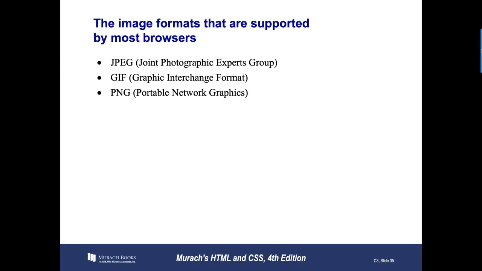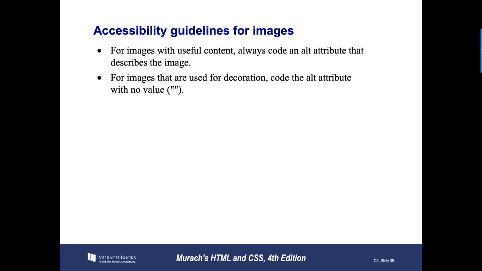So browsers support JPEG, GIF, and PNG. JPEG stands for Joint Photographic Experts Group. JPEG doesn't allow you to create transparent images. GIF does allow you to create transparent images, as well as PNG, Portable Network Graphics. GIF stands for Graphic Interchange Format. I use either JPEG or PNG, depending on whether I need transparency in my image.